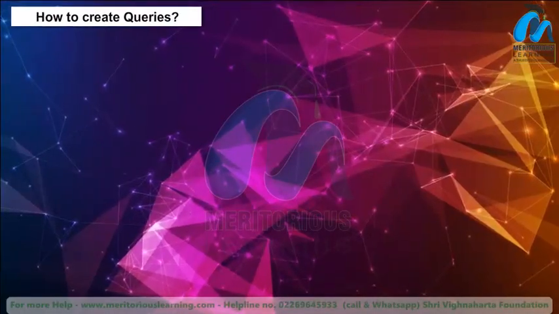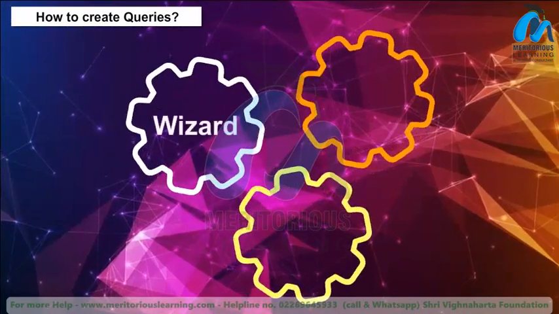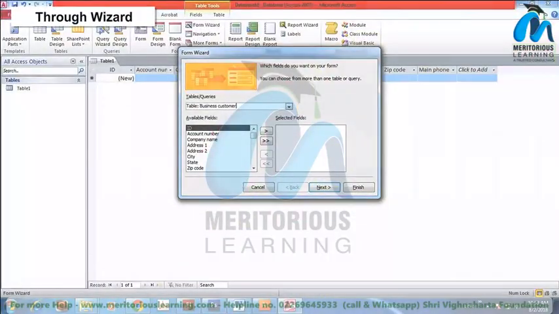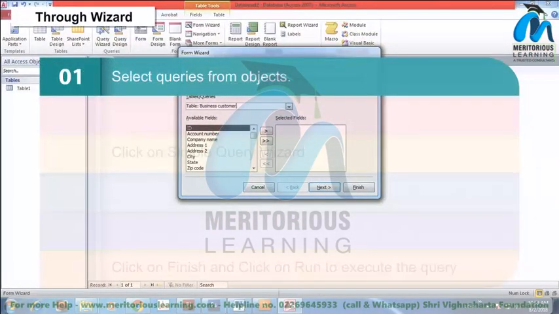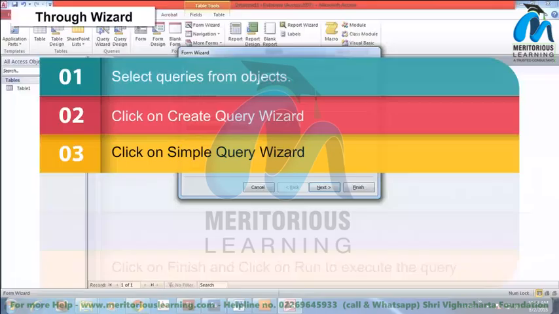How to create queries? There are 3 ways to create queries: Wizard, SQL, and Design. Through Wizard, select Queries from Objects. Click on Create Query Wizard. Click on Simple Query Wizard.